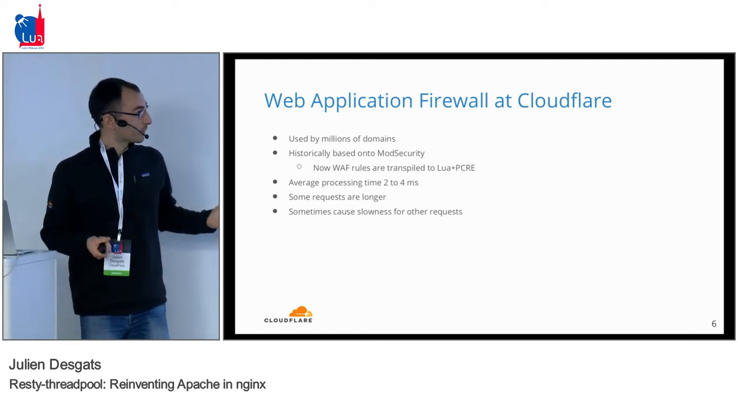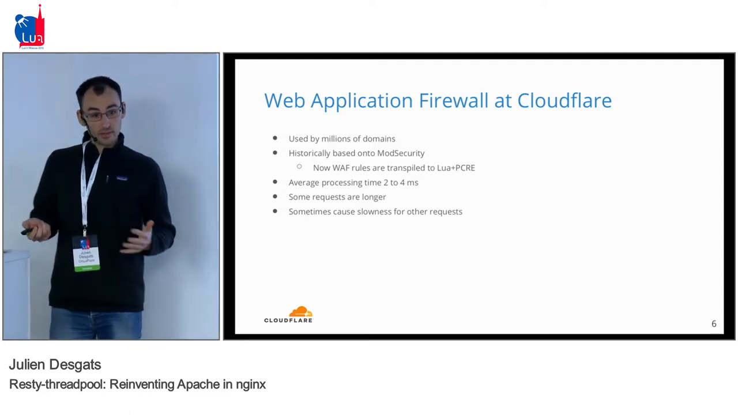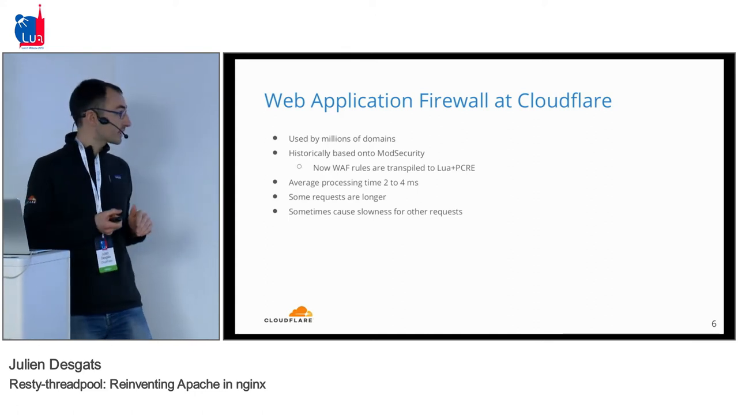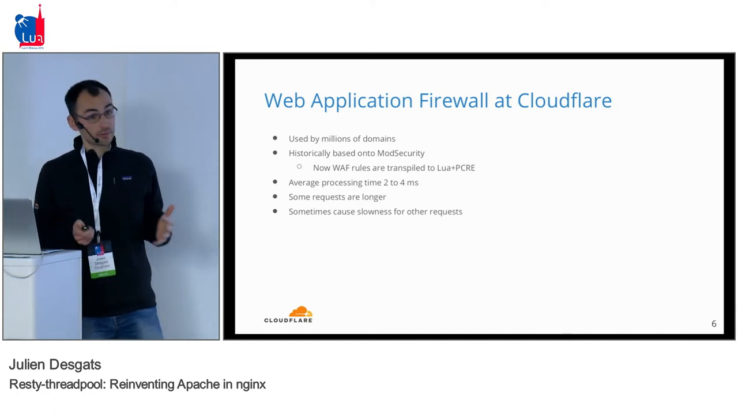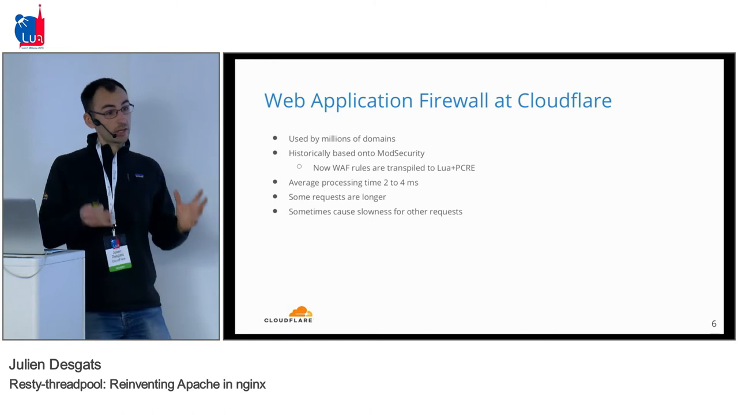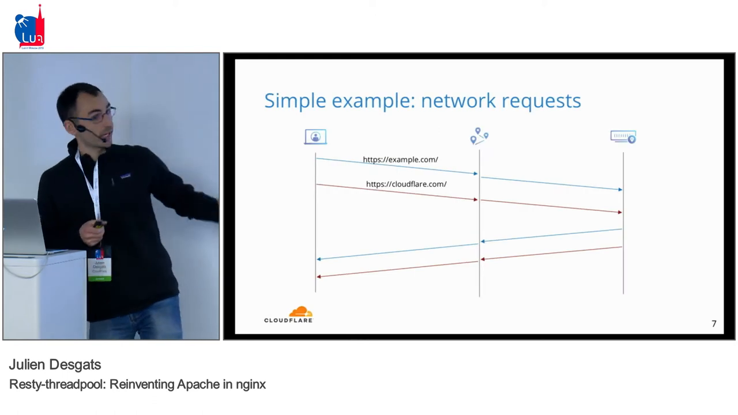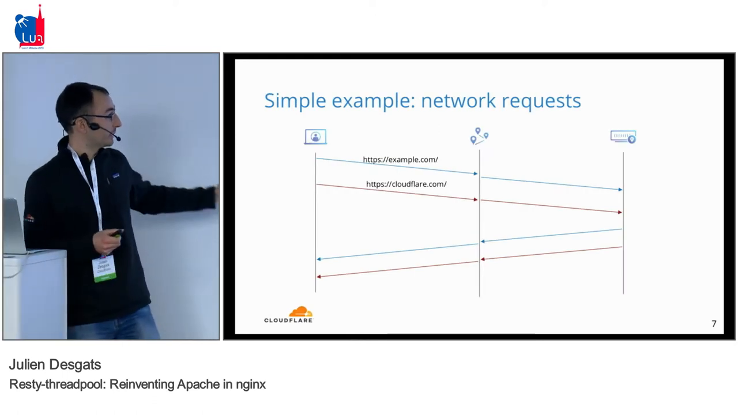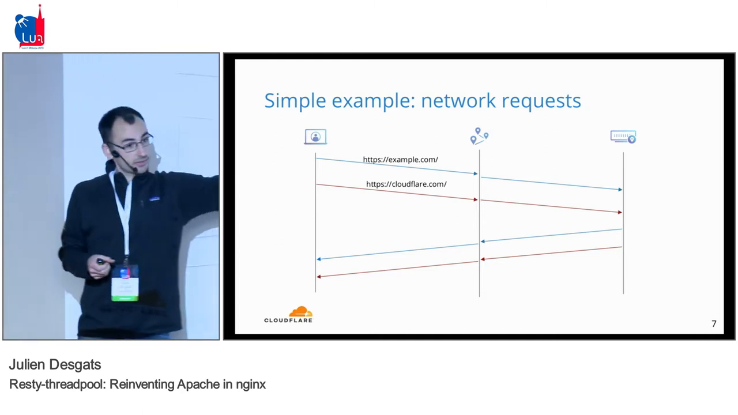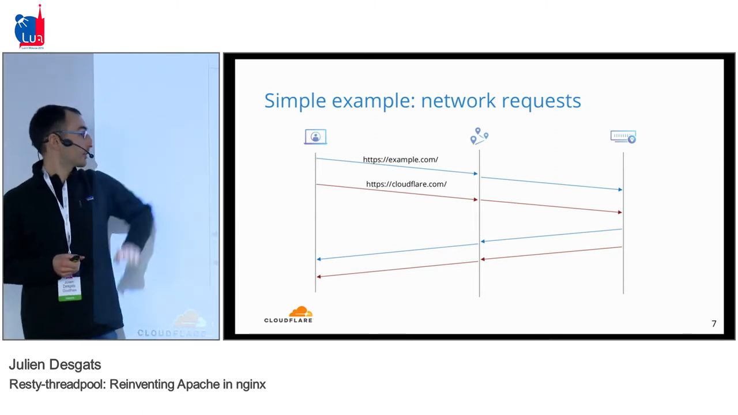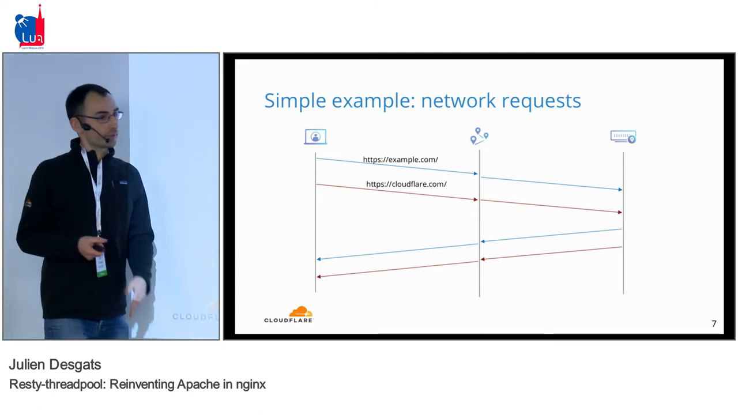And it worked well for years. On average, it takes 2 to 4 milliseconds to process a request. Some requests are heavier than others to process, but it sounds fast, but actually it's not. And it causes problems in our infrastructure because we end up having requests that slow down other unrelated requests. I will explain with a simple example. Here we have a very simple example where a client is issuing two requests to an origin, and we sit in between, so the two requests are kind of parallel.